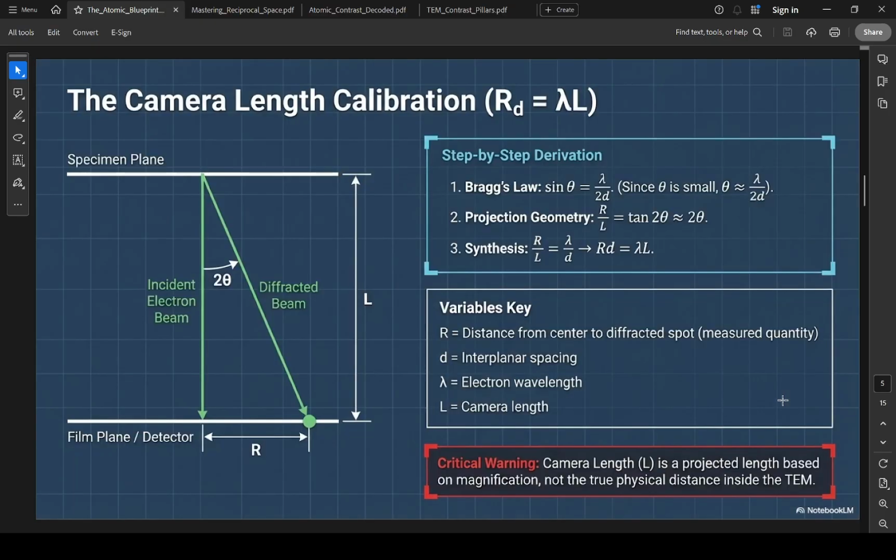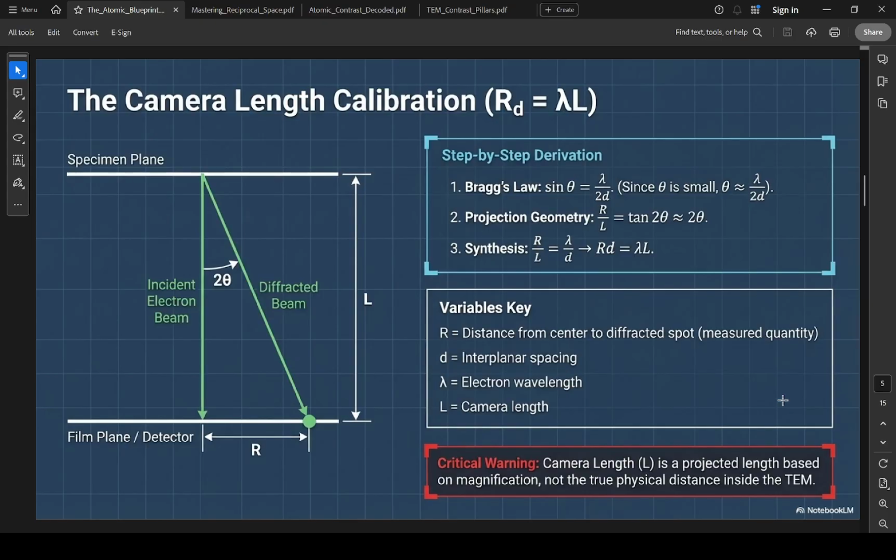Next would be our camera length calibration, Rd equals lambda L. It is derived from Bragg's law. Bragg's law gives sin theta equals lambda by 2d. And since here theta is extremely small, we can approximate sin theta equals theta. So theta is approximately equal to lambda by 2d.